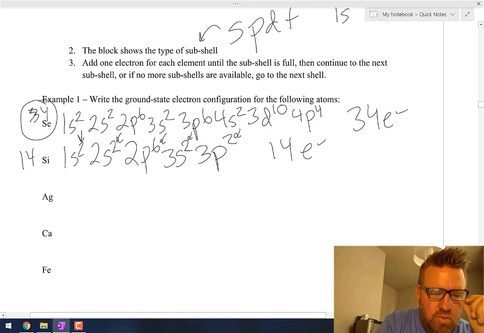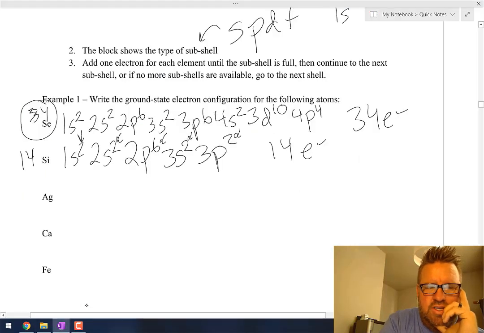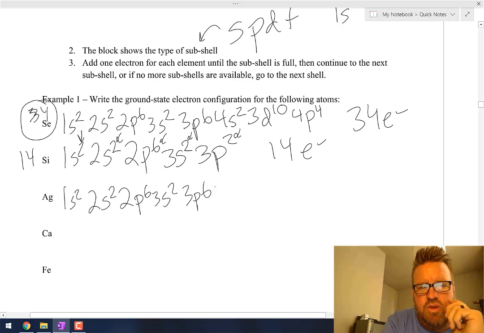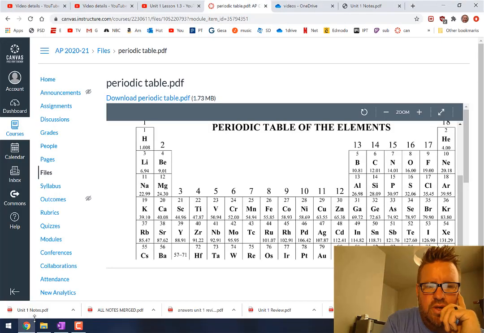Okay, let's keep going here with silver. Silver is right here, number 47. Okay, and so it's going to look really similar to silicon, but we're just going to keep going. So 1s2, 2s2, 2p6, 3s2, 3p6, 4s2, 3d10, 4p6, 5s2 gets us to strontium.